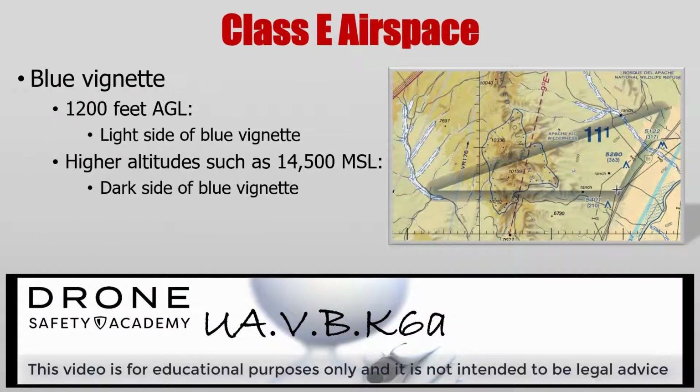There is also another unique Class E airspace, another transition area. It is represented by the blue vignette, and it has a floor of 1,200 feet AGL, and it is represented by the light side of the blue vignette. The ceiling of the blue vignette extends up to higher altitudes such as 14,500 feet MSL and is depicted by the dark side of the blue vignette.